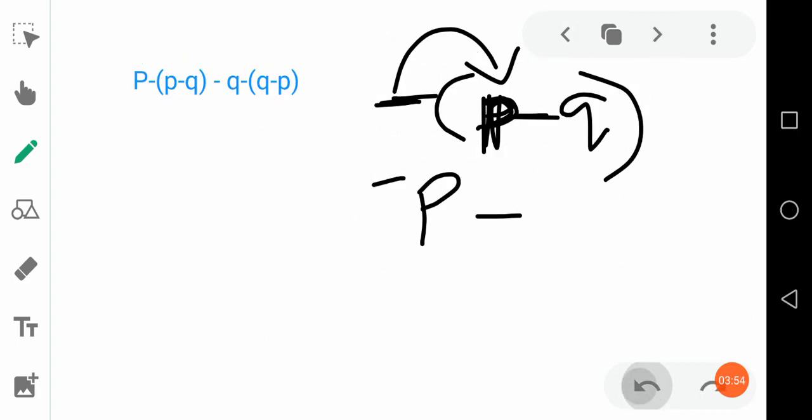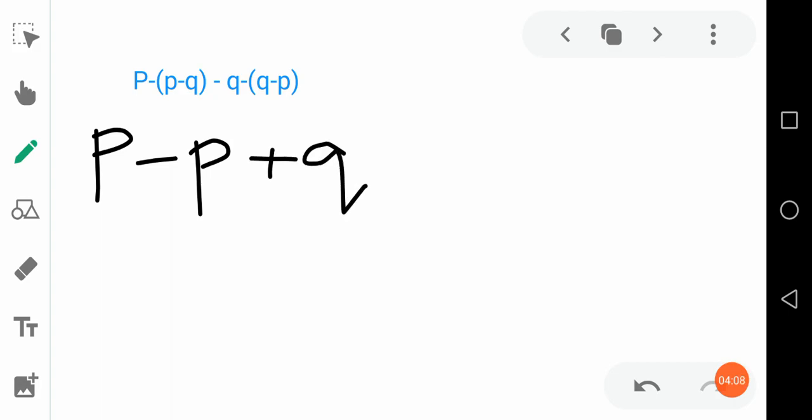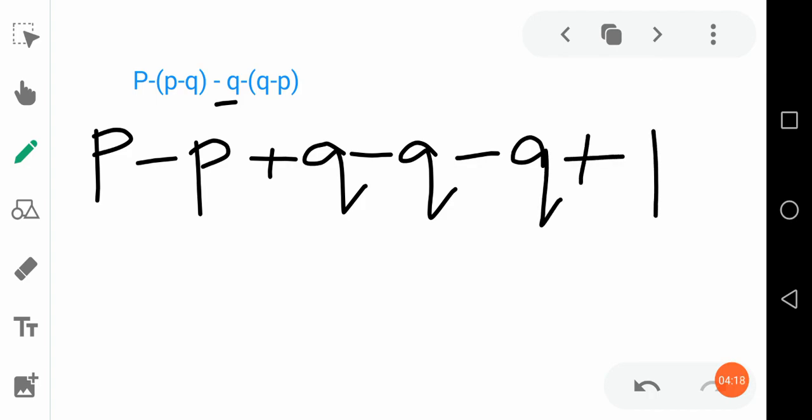So, shall we write it once? So, P, first P is P only, no change. Now, we are going to open the bracket. It will be minus P plus Q. Understood? Okay. Same way, minus Q, nothing is there. Write like that. Now, again, we are going to open the bracket. So, minus Q plus P. Clear? Now, we will collect all the like terms.